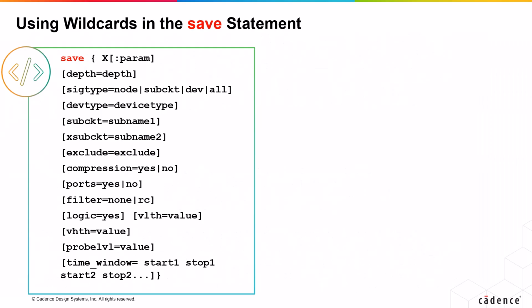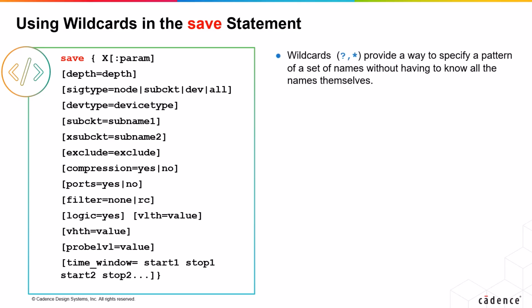Using wildcards in the save statement. While saving signals from different hierarchies in a large design, we may not be aware of all the signal names. In such cases, you can use wildcards to match a few names of the signals in the hierarchy, or save all the signals in the hierarchy using wildcards.